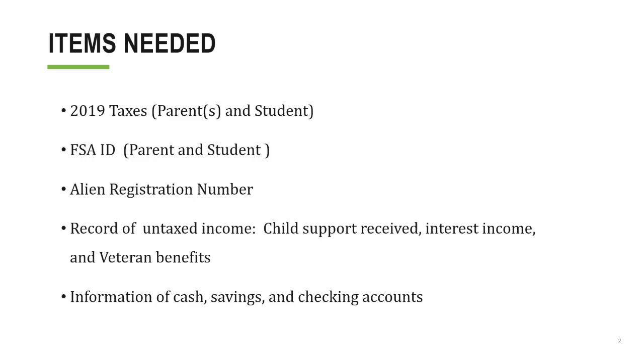Record of untaxed income. Untaxed income can be child support received, child support given, interest income, veteran benefits. So you want to make sure to have that information of how much you have received or given for the whole year. Information of cash, savings, and checkings account. We will also need that information. That will be towards the end of the financial section, whether it's the student or parent section. So we will need that information.